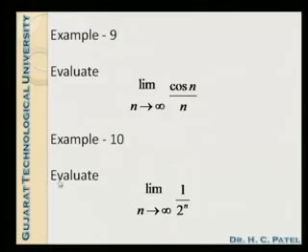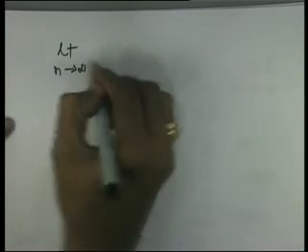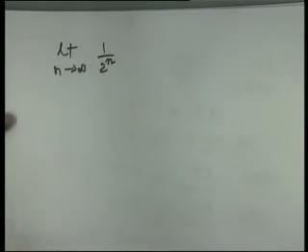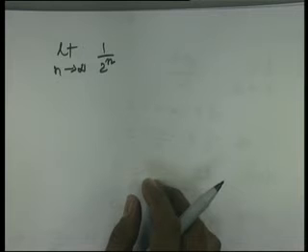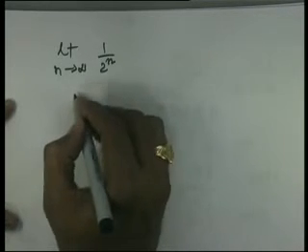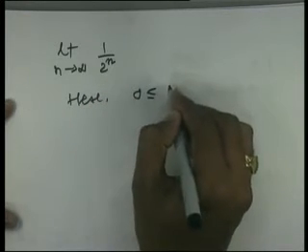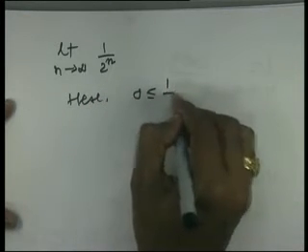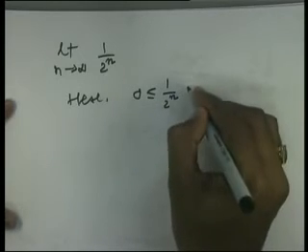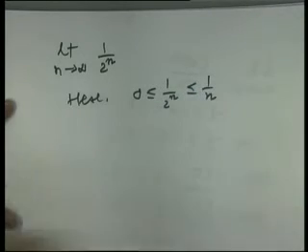The next example is limit n tends to infinity 1 upon 2 raised to n. Let us see on the tabletop. So here we have to evaluate this limit. You can see that this is a positive term, so it is always greater than 0, and it is always less than or equal to 1 by n.